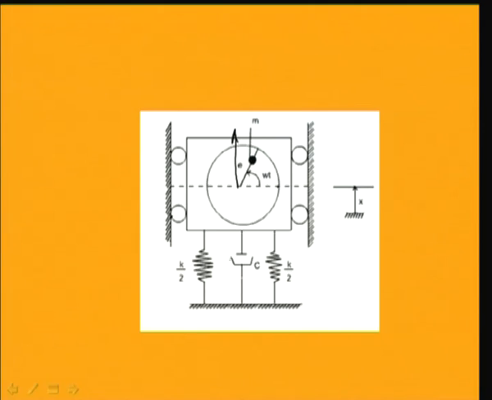Let us consider the machine supported on two springs of stiffness k by 2 and k by 2, so the total equivalent stiffness will be k, and the damping is c. Let capital M be the total mass of the machine, out of which small m is the unbalanced mass. Let this unbalanced mass be present at a distance e from the center of the system mass. In this case I can write the equation of motion in this way.